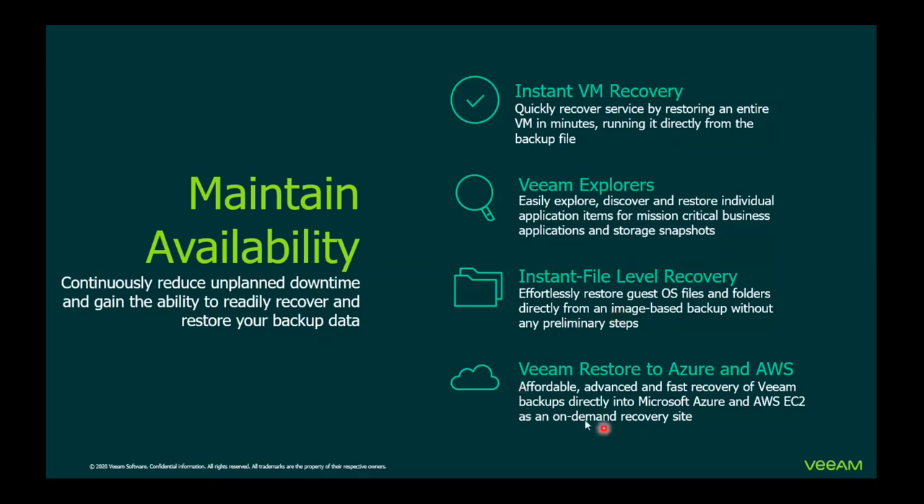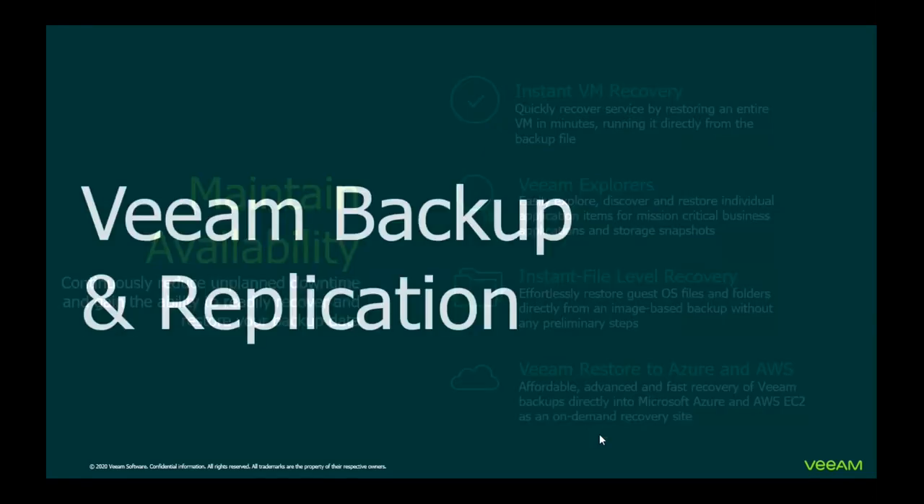And we can also restore your data directly to Azure or AWS. That is instantaneous. You just right click on your backup file in the VBR console and you can see all the parameters there, how to configure, how to restore the data onto Azure or AWS. For that, you don't have to create any site-to-site VPN, right?